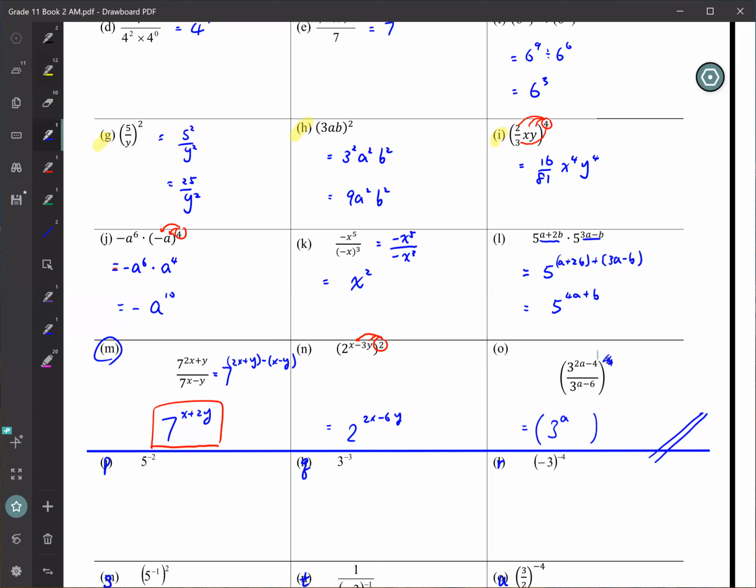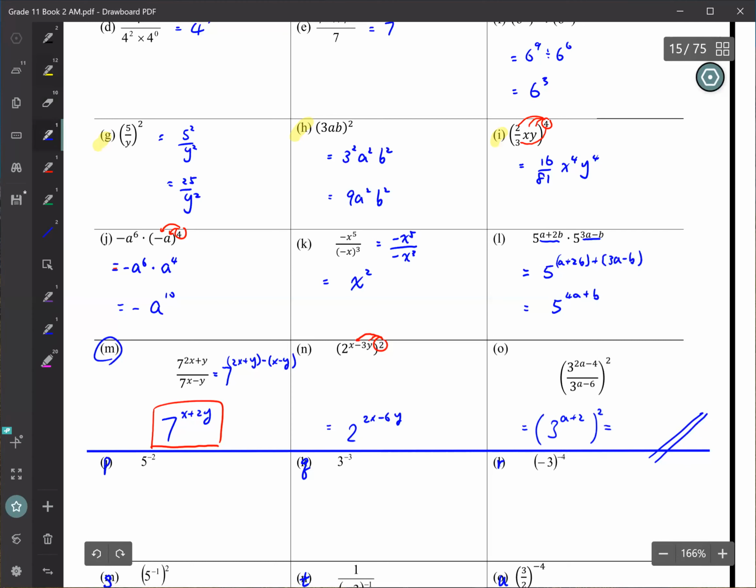Plus 2. Why is it plus 2? Because isn't it like -4 take away -6? Yes, very good. Okay, so a plus 2, right? And then now let's bring back the 2 on the outside.